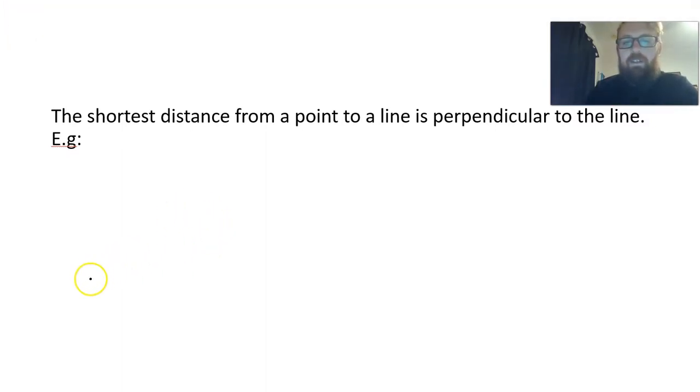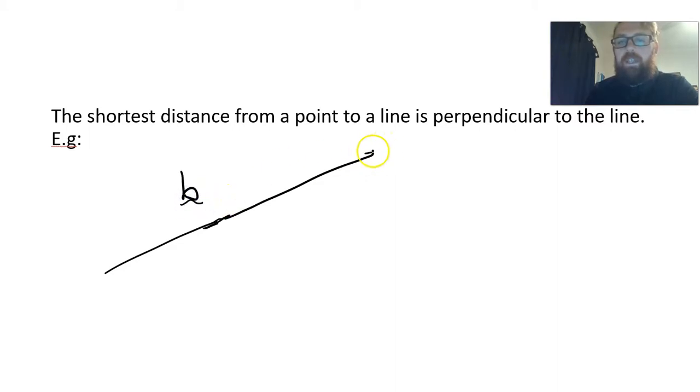If I've got a line, just imagine that's a straight line, and we're going to call that vector B, and it's going that way. And I've got any point. I could put it anywhere, but I'll put it here, and I'm going to call that point P. So what this statement says is if we have a point P and a line, the shortest way we get there is by drawing a line directly perpendicular to that.